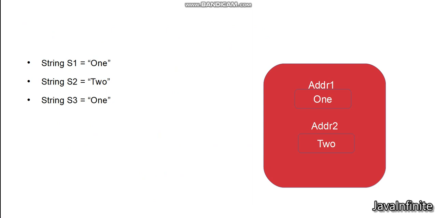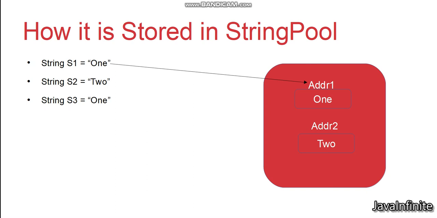So here the value of s1, 1, is stored in the string pool, and value 2 is stored in the string pool with address 2, and s3's 1 is not stored again. That's because when more than one string variable has the same value, only one such value will be stored in the string pool and that address would be referred to by those string variables. So in this case string s1 will have the address 1, string s2 will point to the address 2 and string s3 also will point to the address 1 since s1 and s3 have the same value.